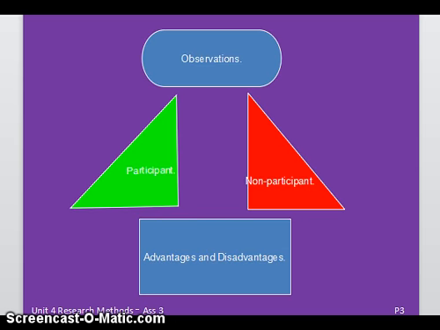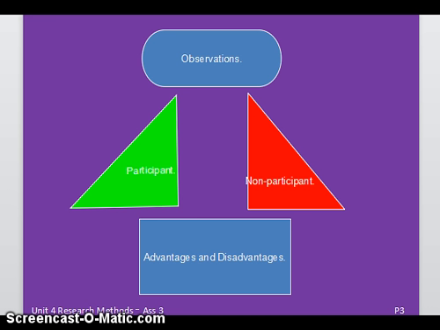Observation: there's two types of observation. There's participant observation, which is people taking part in that particular area observing each other, and non-participant observation is people from the outside of that particular area observing the participant. Advantages are that information recorded is from their natural environment, so more likely to be a reliable source, and also the observer can identify behaviour that may give them more information than answers in an interview.